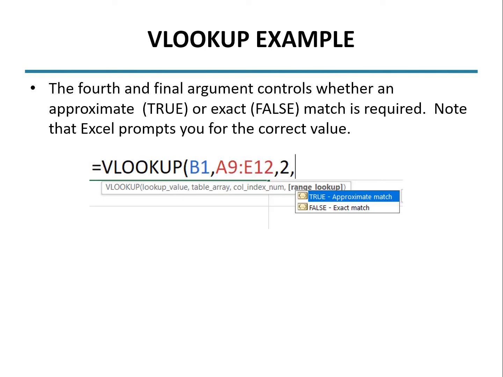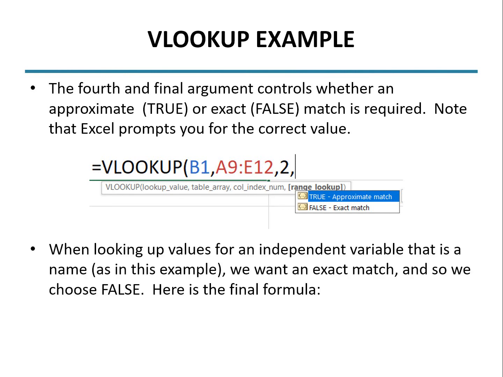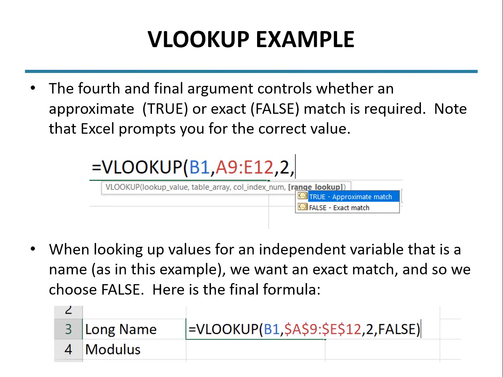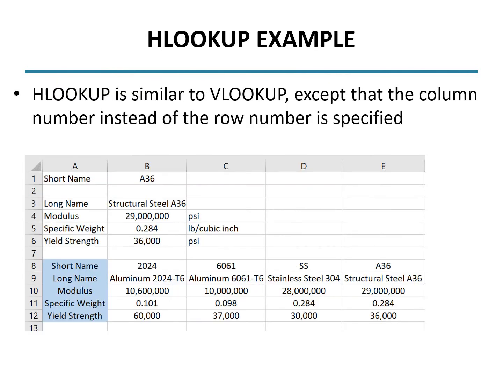And so if you're trying to look up a value that, again, you want to make sure that you get an exact match, then you want to use false for that. And so we add false to that. So if I enter a name that's not in that list, it will give me an error. And that's really what you want. You don't want it entering the wrong value because you made a typo typing things in.